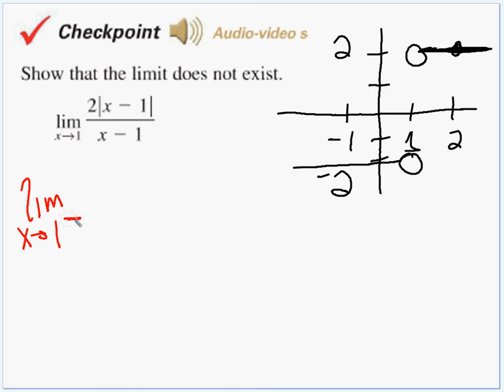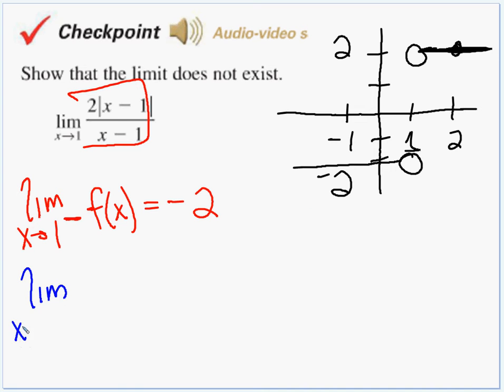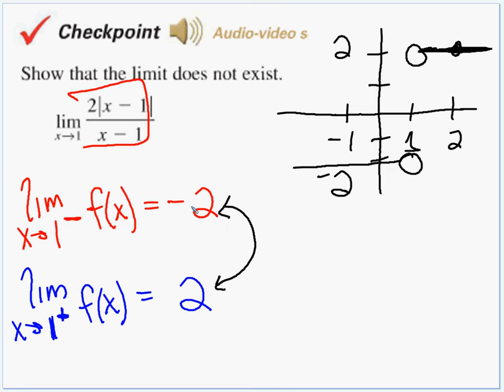left side. Now I'm not going to rewrite all this. I'm just going to write f of x. That limit as we approach from the left is -2. And then we could also write the limit as x approaches 1 from the right side, from the plus side, from the numbers bigger than 1, of the same function f of x. Well, that's +2.